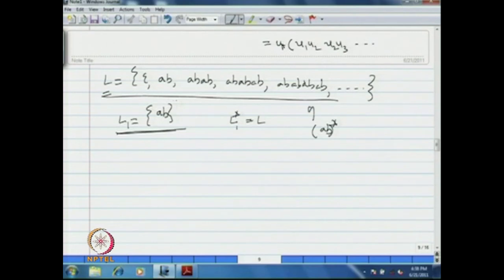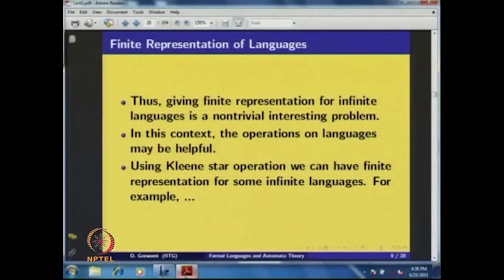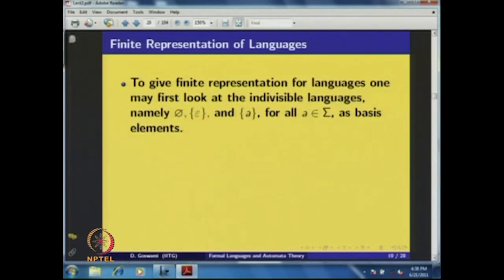is nothing but the language L. So, that is how we represent an infinite language using finite information. Now, to give finite representation for languages, one may first look at the indivisible languages, namely phi, singleton epsilon and singleton a, because we cannot divide those languages further. These are the basis elements. The singleton a, for every a belonging to sigma. These are all basis elements.